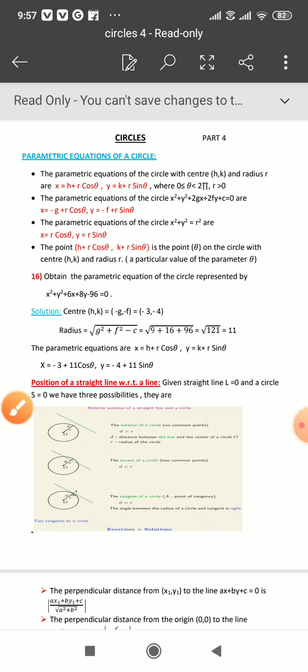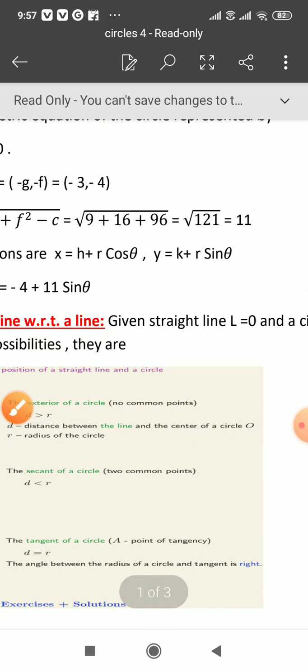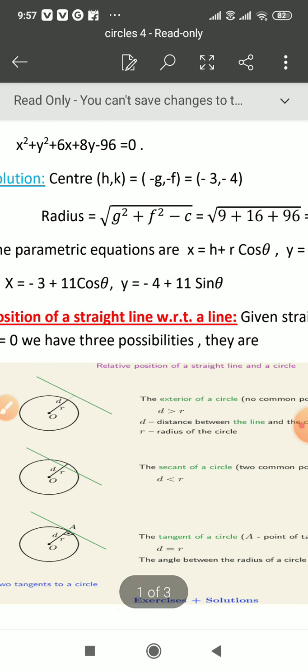Okay, this circle, the line is outside. This is center O. You observe the distance from the center to the line is clearly greater than the radius. So if the distance from the center to the line is greater than the radius, the line is exterior to the circle. That means there are no common points between the line and the circle.